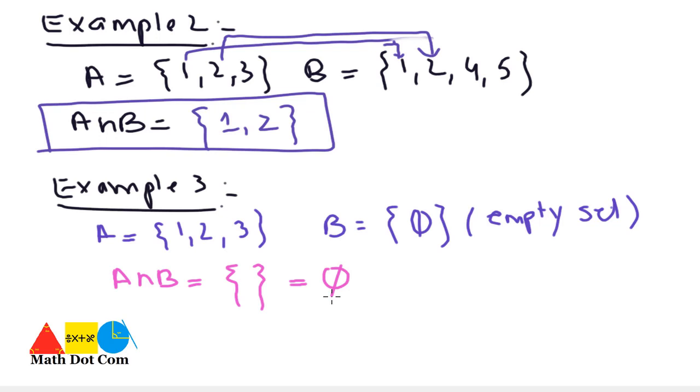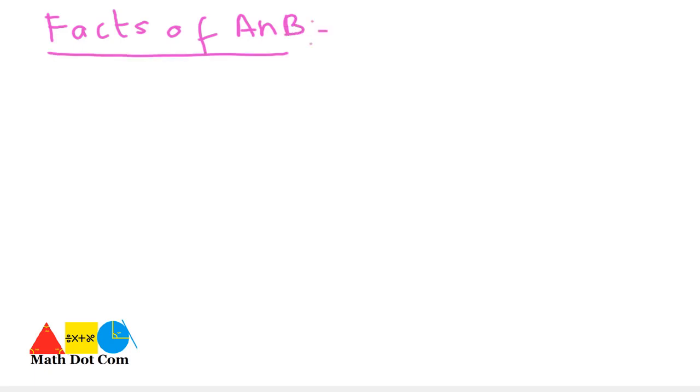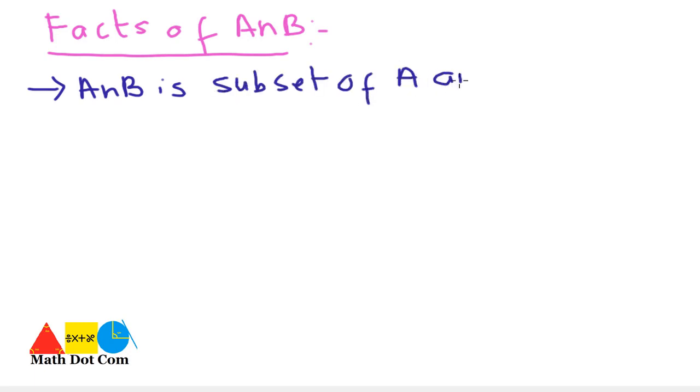Okay, let's have a few facts about A intersection B. We'll start with: A intersection B is a subset of A and B. It means when you find A intersection B, the elements that come in A intersection B will be a subset of A as well as B. This is the fact. You can also prove it by means of an example.